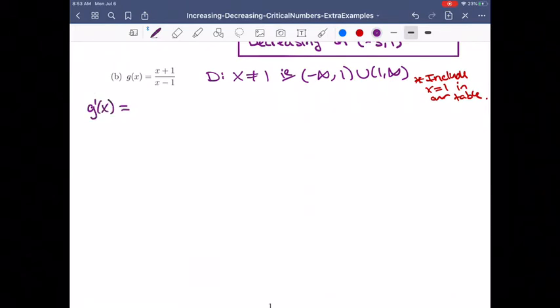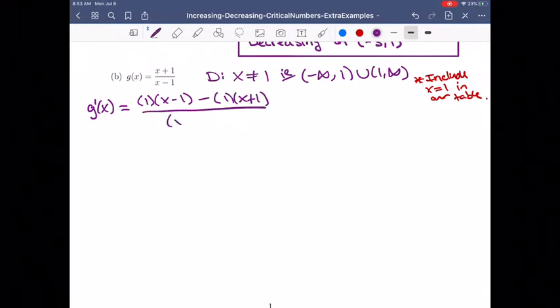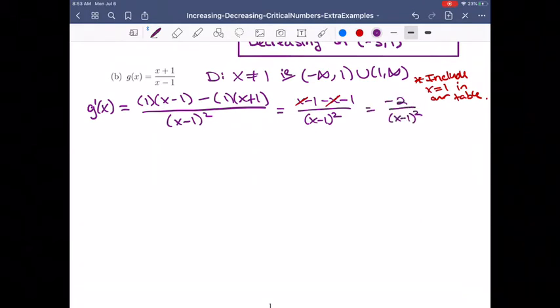To do this, I'm going to use the quotient rule. So the derivative of the top is 1 times the bottom, as it is, minus the derivative of the bottom, which is also 1, times the top, as it is, all over the bottom squared. Okay, so then I'm going to have x minus 1 minus x minus 1 over x minus 1 squared. Okay, these x's are going to cancel, and I'm going to get minus 2 over x minus 1 squared.